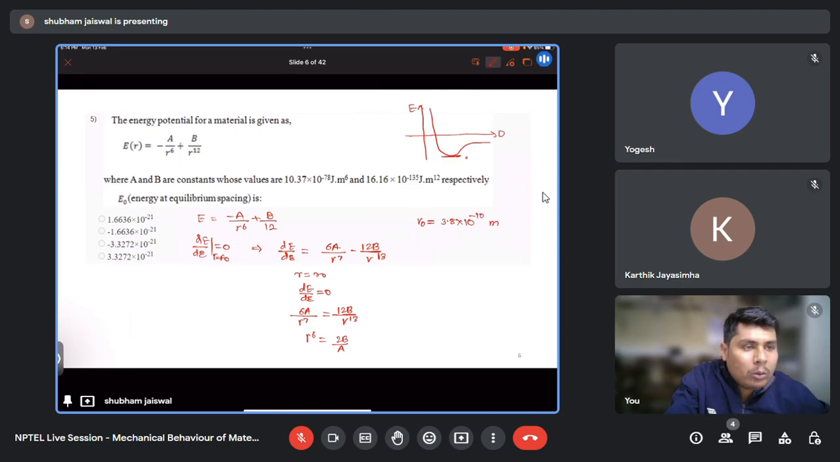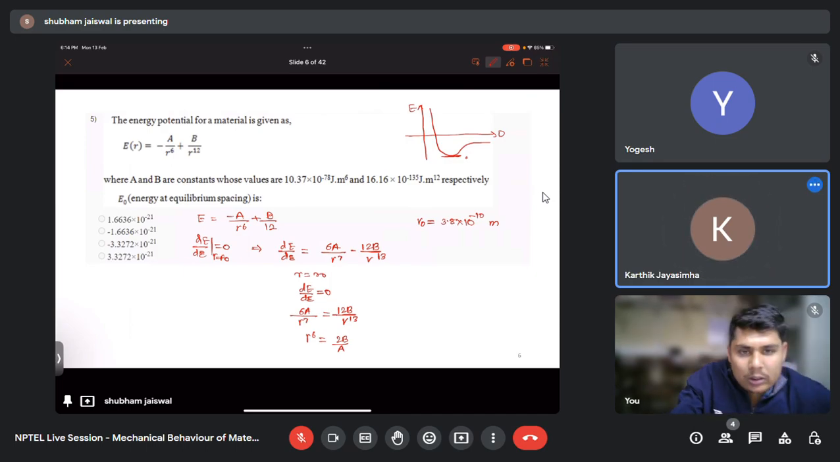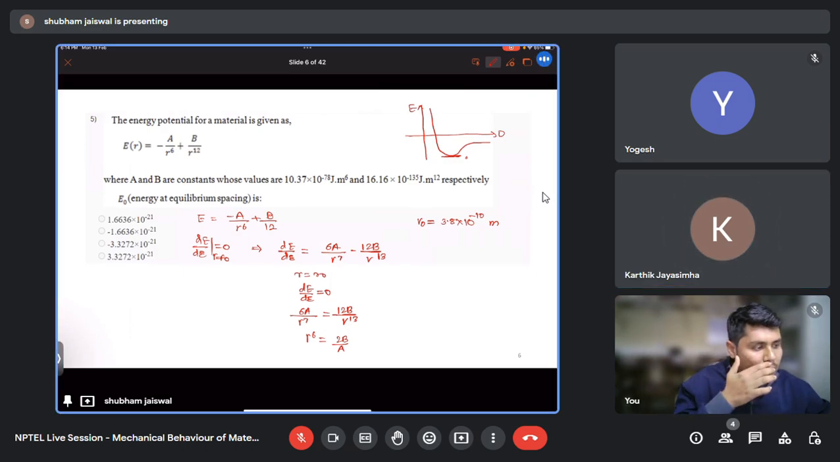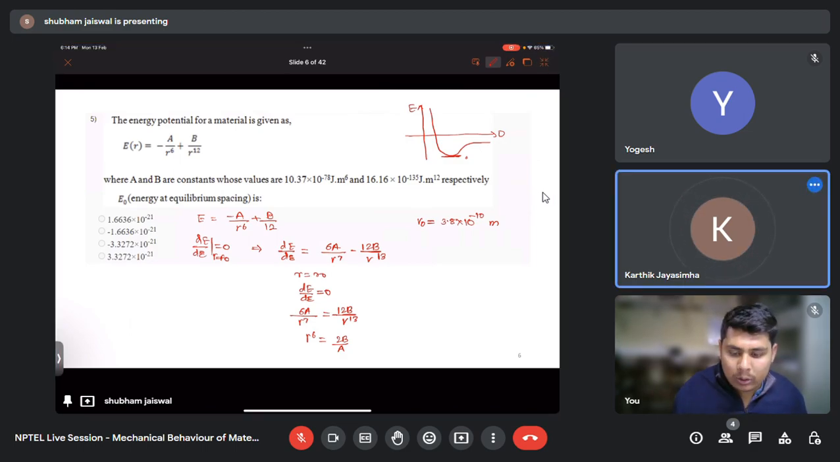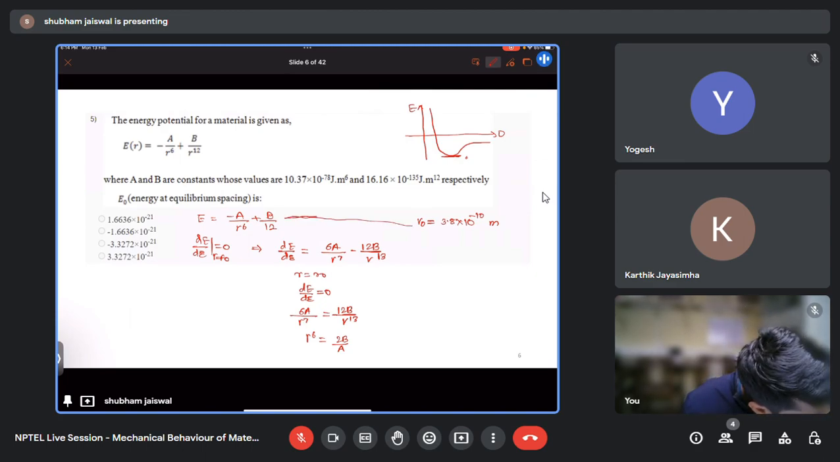Are you getting the same value, Mr. Yogesh, Mr. Karthik? No, sir, I get 4.16 into 10 to the power of minus 10. Okay, just do the calculation quickly. You should get 3.8 into 10 to the power minus 10, because I am getting this value. Okay, sir. Okay.